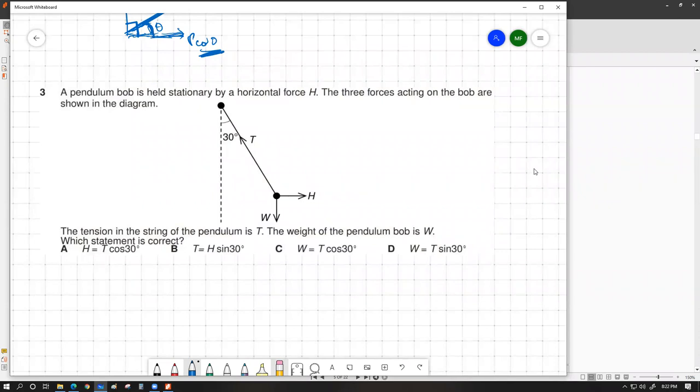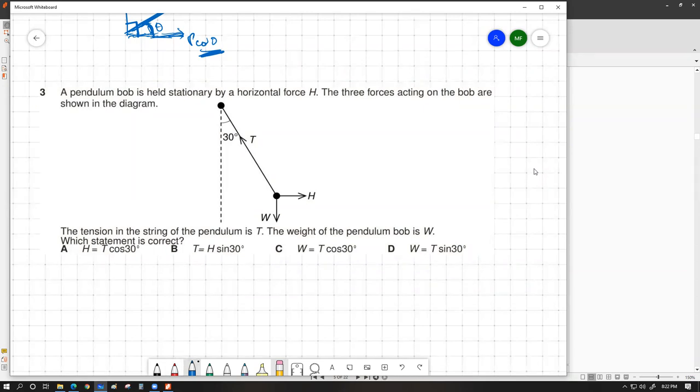We have a tension of the string. We have a horizontal force pulled towards the right. W is working vertically downwards. The tension in the string of the pendulum is T. The weight of the pendulum bob is W. Which statement is correct? It's pretty simple. T is working this way.